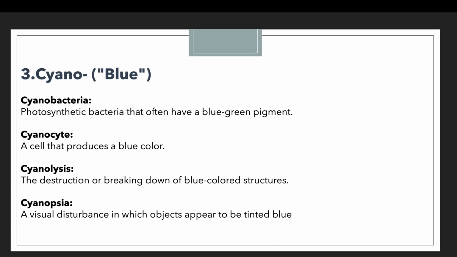Now we will talk about another prefix, which is again used to denote something as color but in terms of blue color. Now look at the example. First one is cyanobacteria. Now what is cyanobacteria? It is a photosynthetic bacteria that often has a blue-green pigment.